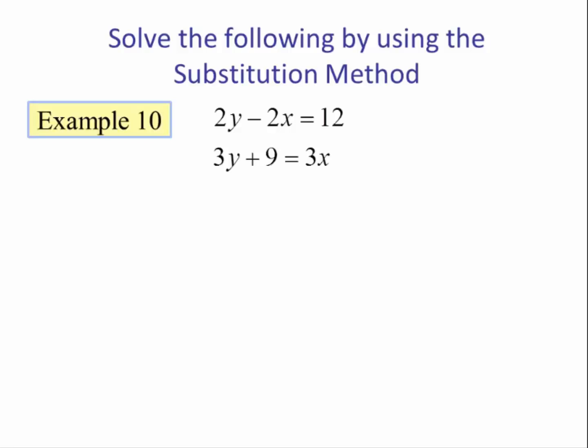Our last example, example 10. Solve 2y minus 2x equals 12, 3y plus 9 equals 3x. So here's our first example where we do not have a coefficient of 1 in either equation. For this example, it really doesn't matter if we solve for x or y. If we solve for x here, we're going to divide everything by 3, and we're lucky we don't end up with any fractions. Or we could solve for y and divide by 2, or we could solve for x and divide by 2. I'm going to take the second equation and solve for x.